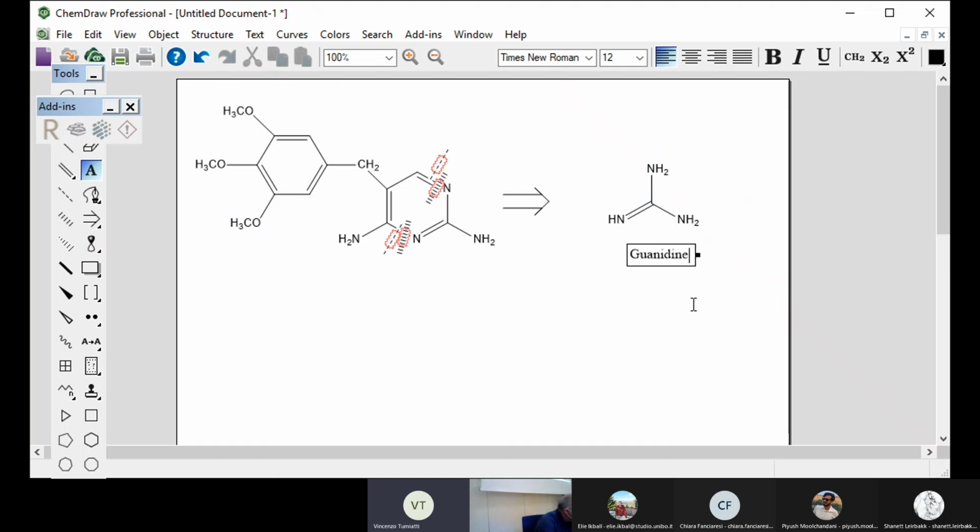So guanidine is one of the starting reagents important to design the trimethoprim. Guanidine is a very basic compound. You see 3 nitrogen atoms, basic nitrogen amino functions, and so it's very, very basic. It's able to give nucleophilic substitutions.